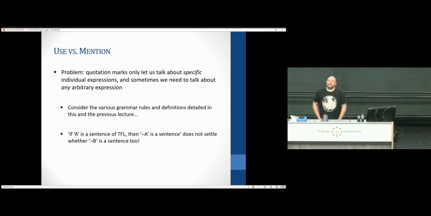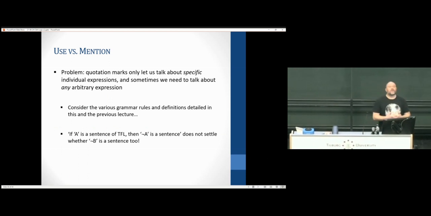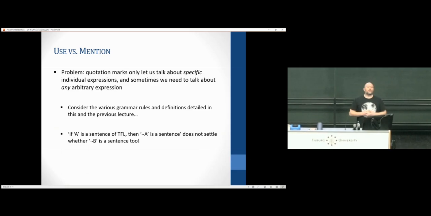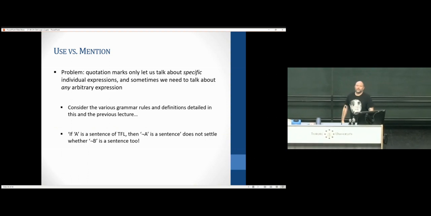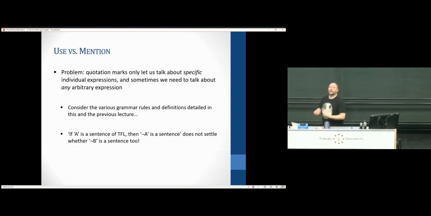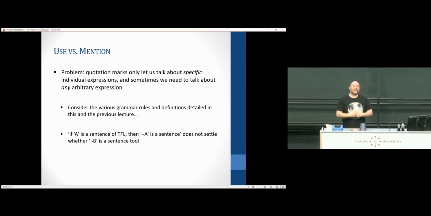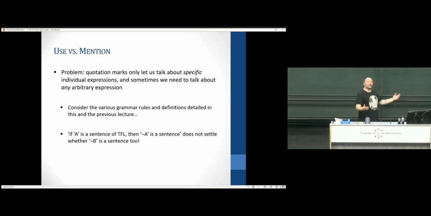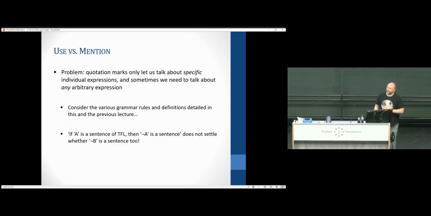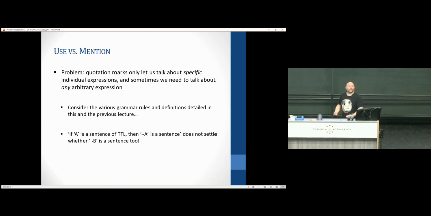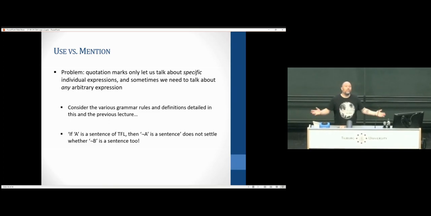Now we run into a problem, and this is one of the reasons that I want to mention these things. Quotation marks are fine, but quotation marks are also kind of restrictive. Think about Nathan. Nathan works fine, but it only lets you talk about that one name. What if I wanted to talk about any name? Or any word of English? Or any noun? Quotation marks only let us pick out or mention specific expressions, but we might want a tool to allow us to talk about all potential expressions.